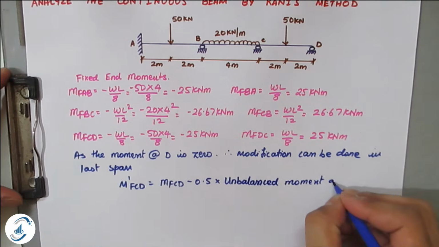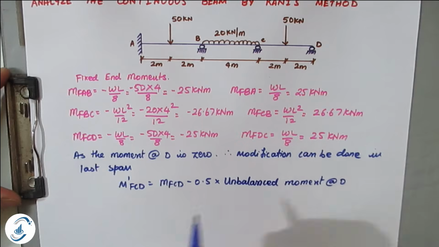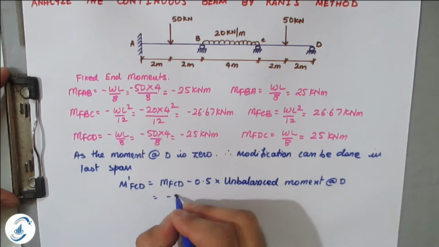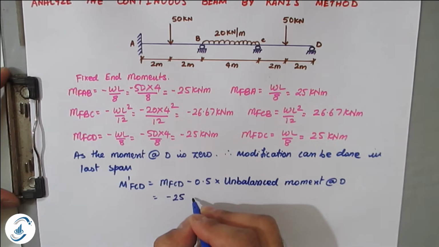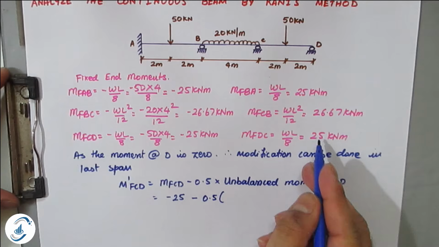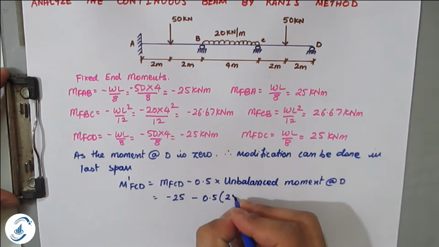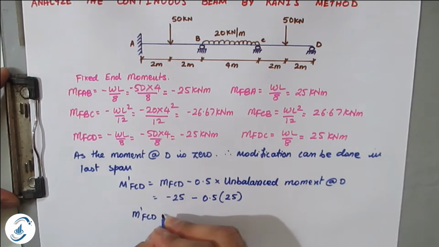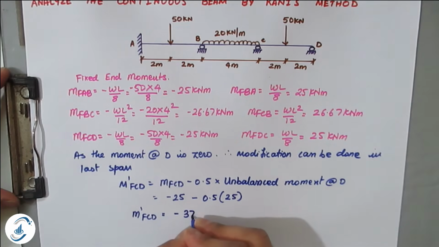Moment at D, which is nothing but MFDC. I'll write down the values here so that it will be clear. MFCD, which we had calculated, is minus 25. So this minus 0.5 means half into the unbalanced moment, that is 25, that is MFDC. So the new value of MFCD will become minus 37.5 kilonewton meter.